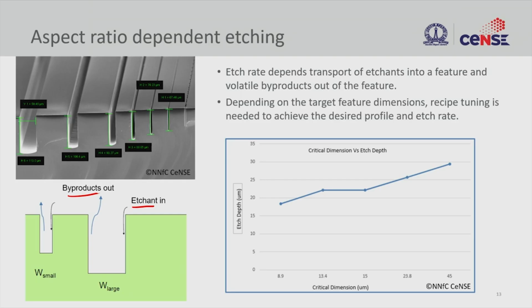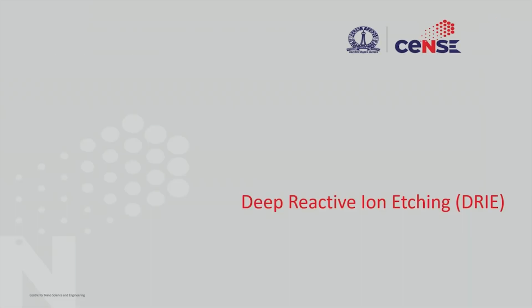On the right side you can see the critical dimension. Let's say this is the width. As you increase the trench width, you increase the etch depth. So this is indicating that your etch rate is much higher at lower aspect ratios.